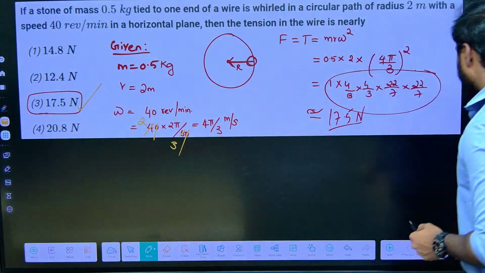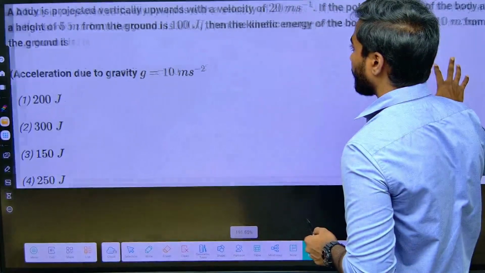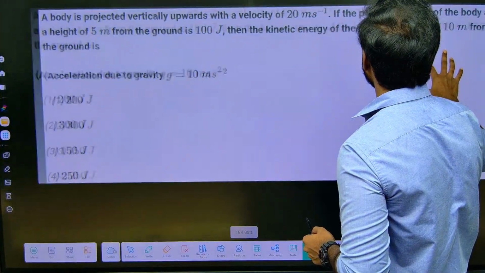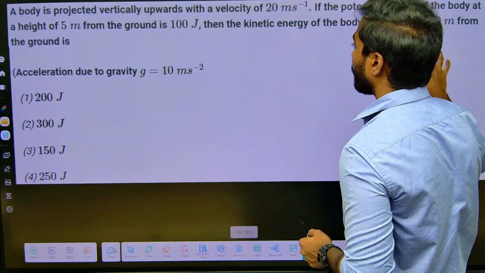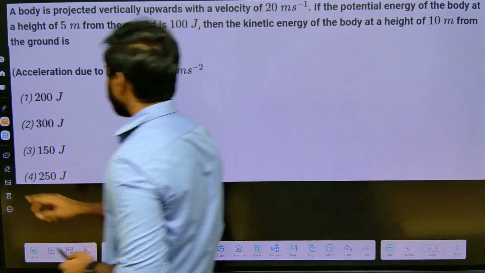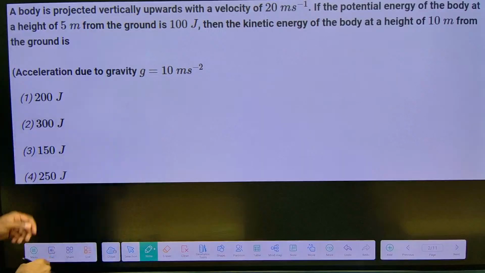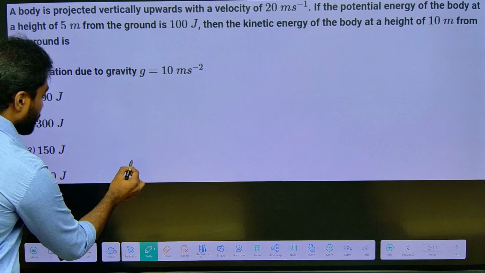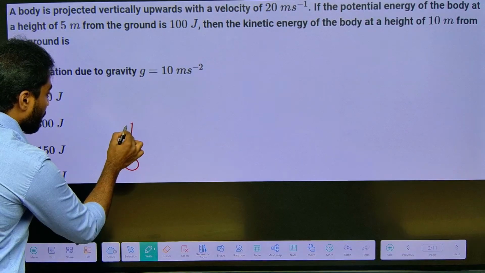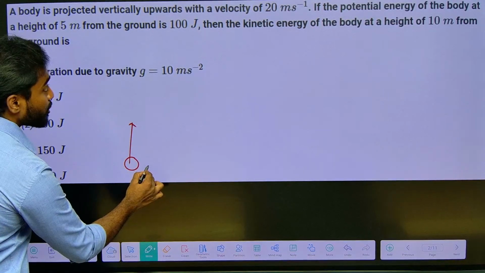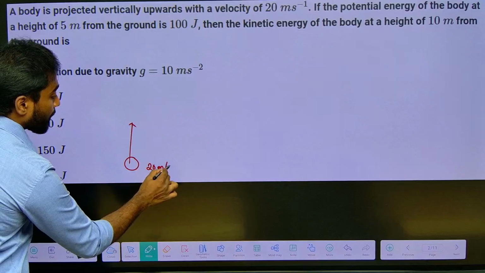Okay, fine. So the next question, I'll try to zoom. It's clear. A body is projected vertically upward with velocity 20 meter per second.